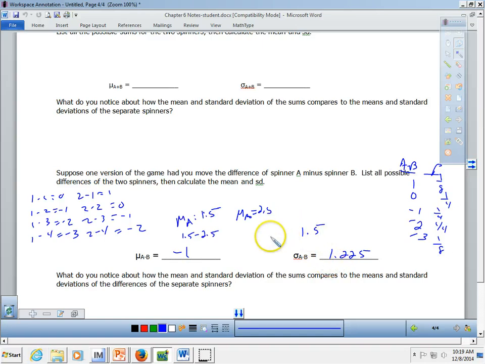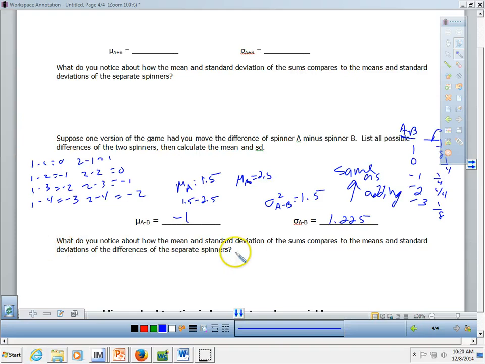Standard deviation or variance, look here, it didn't change from when we added. We still have to add the two individual variances and square root them to get to the 1.225. This is the same as adding. So it doesn't matter if we add or subtract our two random variables, we're going to get the standard deviation the same way. It's the Pythagorean theorem looking thing. Okay? The mean is the only calculation that really changes. And so we can add this into your notes here.